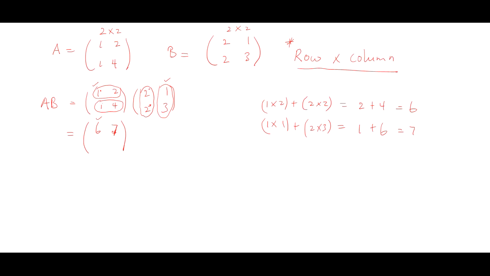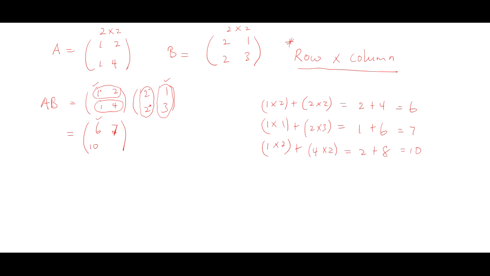So I'm going to take this 1 here and multiply by this 2. So it's 1 by 2 plus 1 by 2 plus 4 by 2, which gives me 2 plus 8, which gives me 10. So this is 10 here.